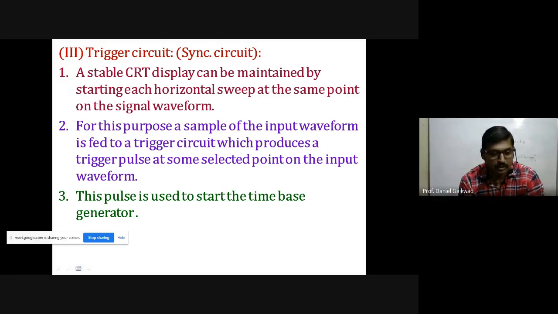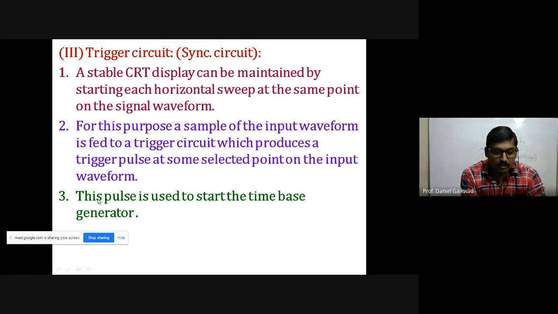So for that purpose, the matching of time takes place with the help of the sample of input waveform, which is fed to the trigger circuit, which produces a trigger pulse, and that trigger pulse is given to the horizontal deflection plates. That second point is very important, and we can understand it better in the practicals. That part is important: how the signal appears, or how we can see the signal on the CRO. That is the important part, point number two.